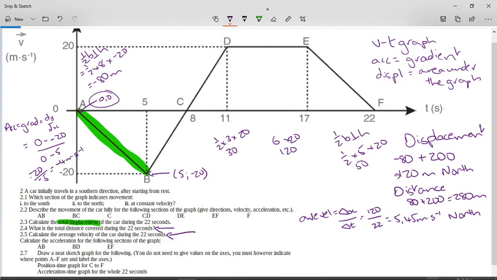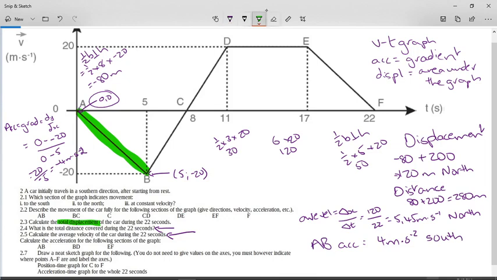So I'm not going to write this as negative 4 meters per second squared. I will say for AB, the acceleration is 4, oh, it's not meters per second, sorry, it's meters per second squared because it's acceleration. It's 4 meters per second squared, and it is south. My value was negative. Acceleration is a vector, and in this question, south is negative.